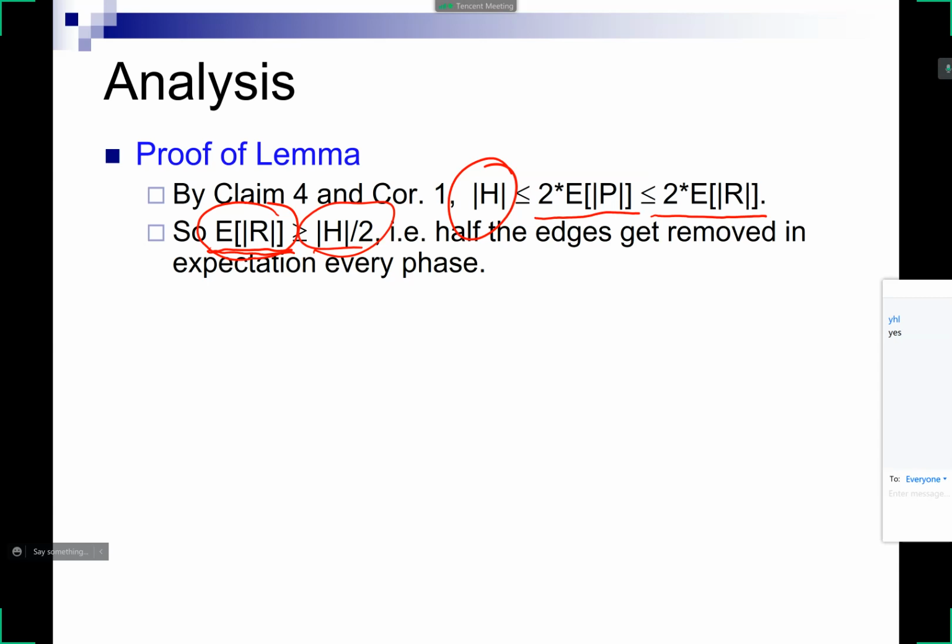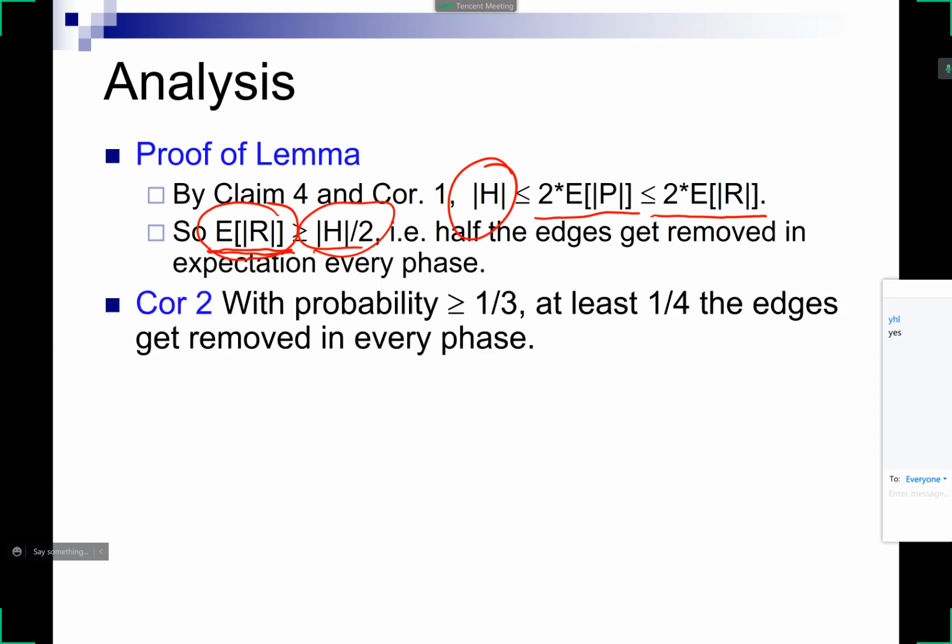Okay, and this is what we wanted to prove. Every phase you take out half the edges in expectation. So we're almost done. Once you have this lemma, then it's pretty easy to show that this algorithm is going to terminate in a logarithmic number of rounds, not only in expectation, but also with high probability.